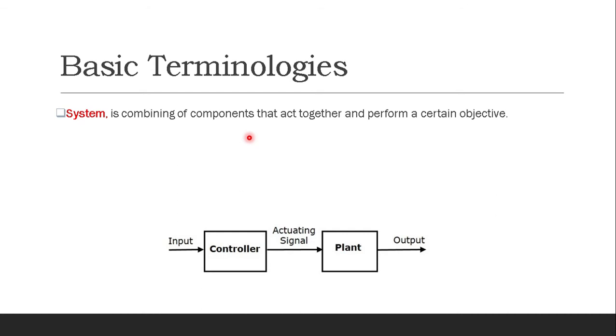The system is a very vast word. We can say our body is also one kind of system. We'll come to this word system again when we are dealing with control systems, open loop control systems and closed loop control systems. But in short, right now we have to understand that a system is nothing but a combination of components that act together to perform a certain objective.